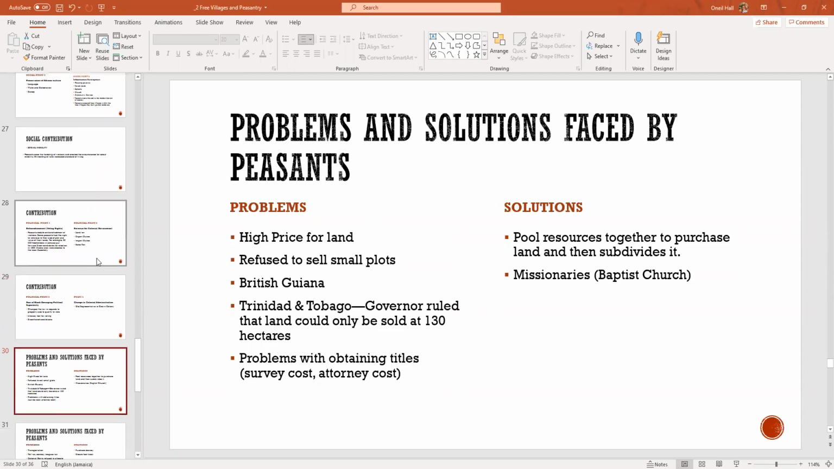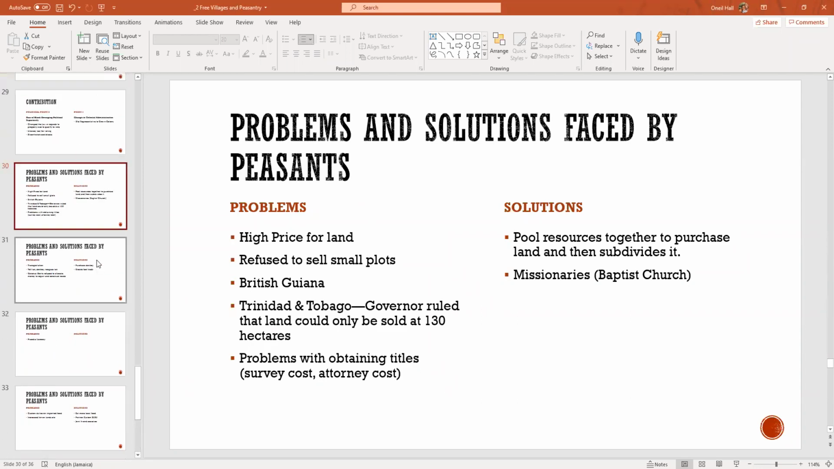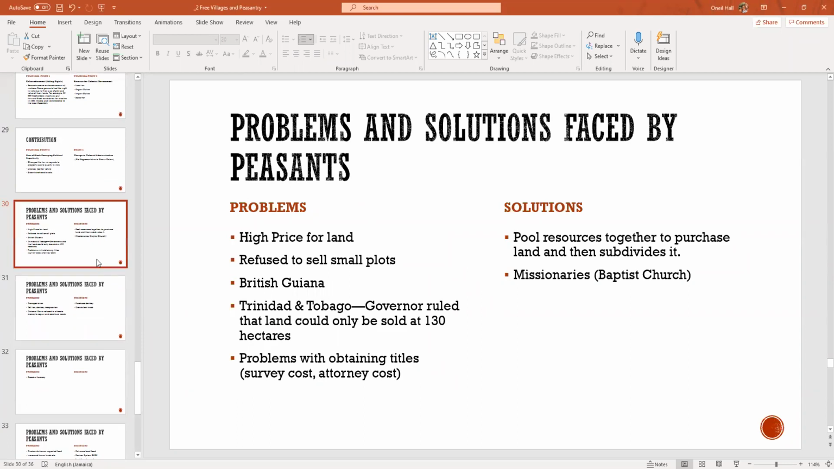Now, the peasants, ladies, are going to face some problems. Several land problems they're going to face. Please note the problems, note the solution. Price of land increases. They're going to refuse to sell them small plots of land. In places like Trinidad, they made a rule that if you are not buying 130 hectares of land, you cannot purchase land. Survey costs. You can't get the title of your land because the survey cost is expensive and the attorney fees are expensive. How are they going to resolve this?